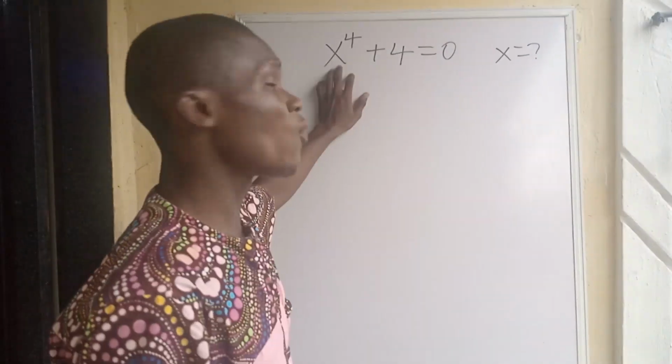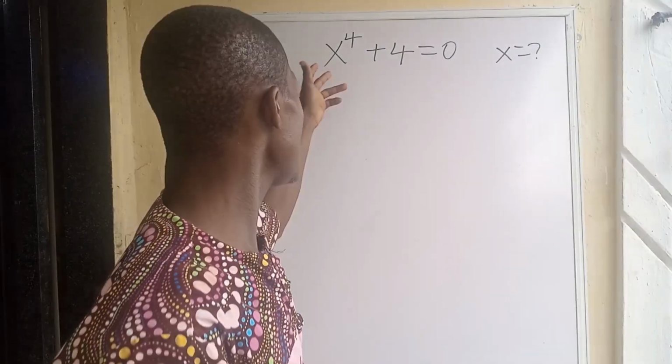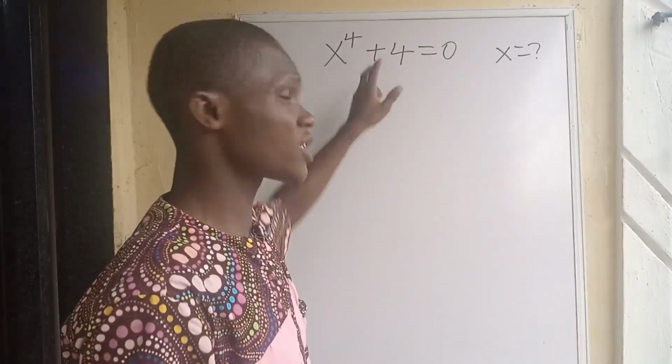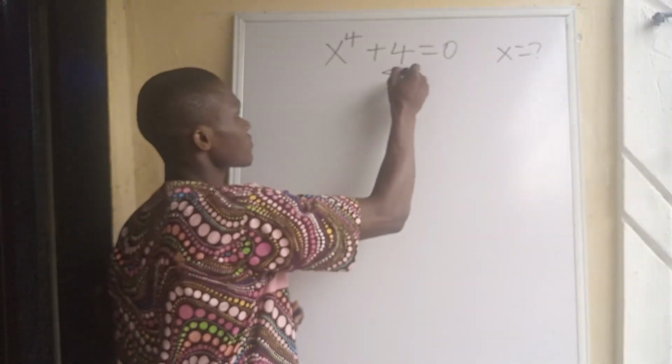So let's see how we can solve this wonderful challenge. I believe that at the end of the day, we are going to have 4 values for x because we are having x to the power of 4. So let's see how we can solve this. Now simply say solution.